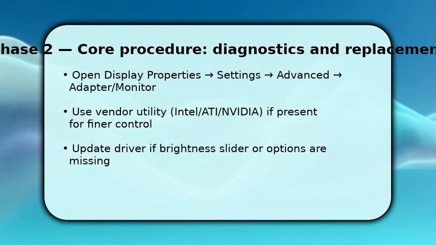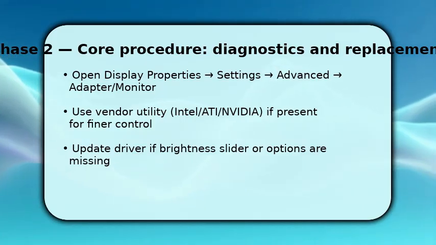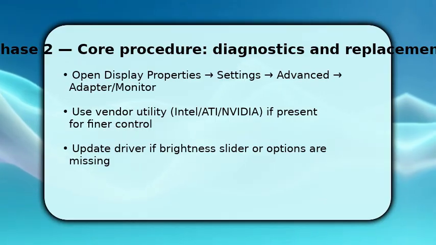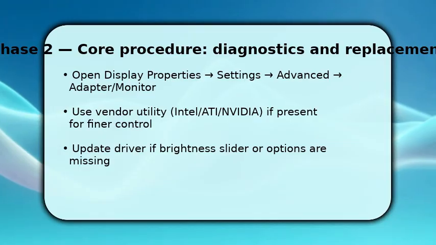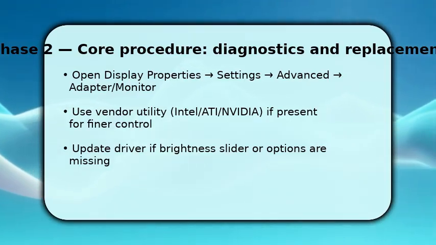You should next explore the graphics driver controls, open Display Properties, click Settings, then Advanced and look for Adapter or Monitor tabs. If a vendor utility appears, Intel, ATI, NVIDIA use it, because those tools expose hardware brightness and contrast with more precision and preserve settings across reboots.